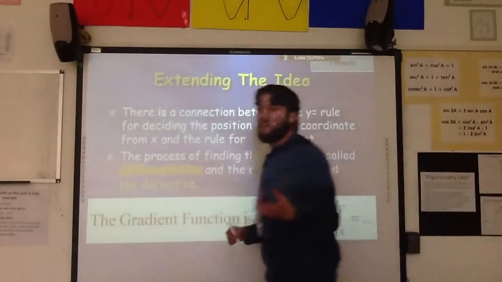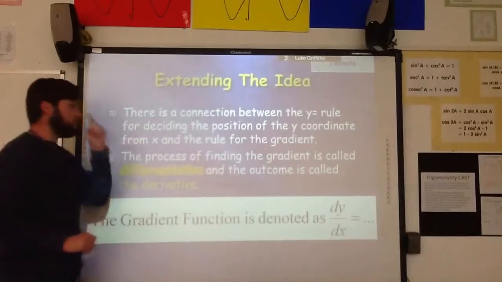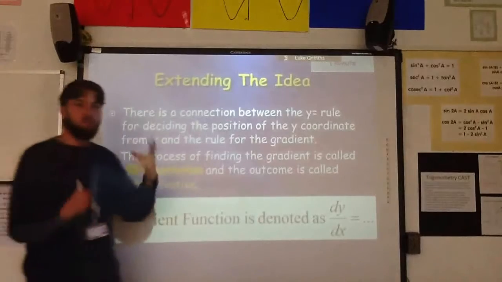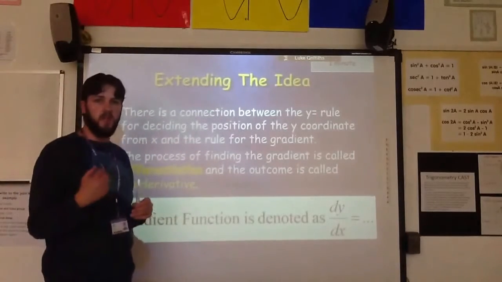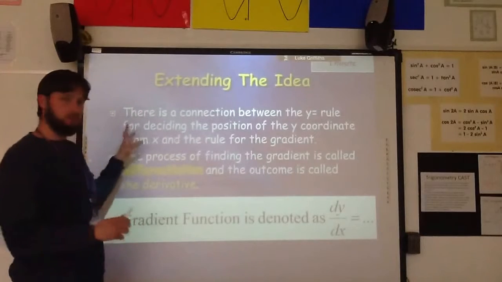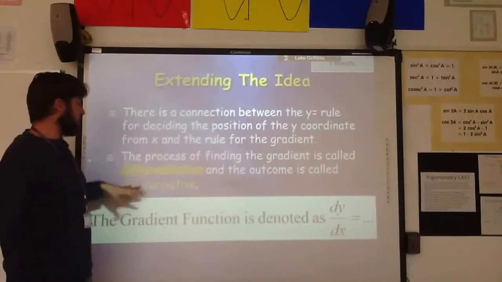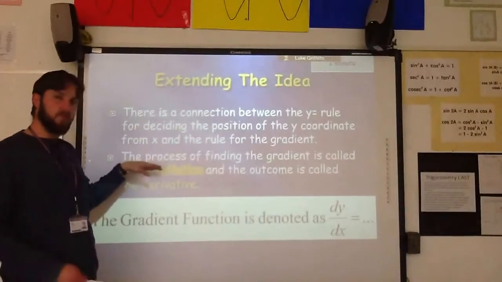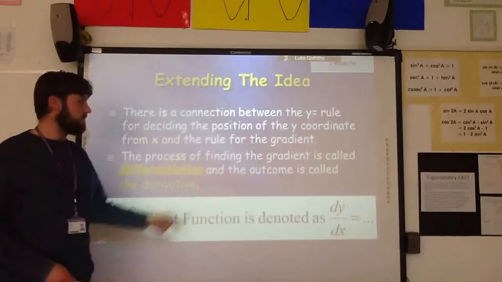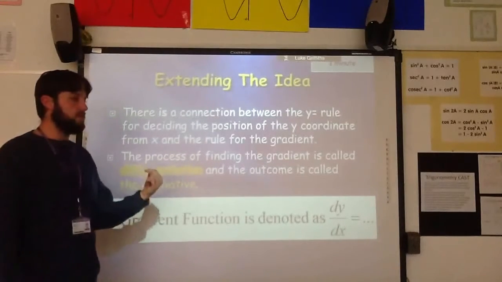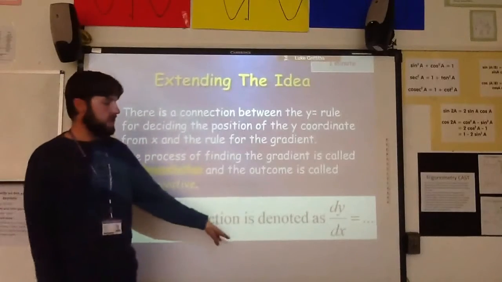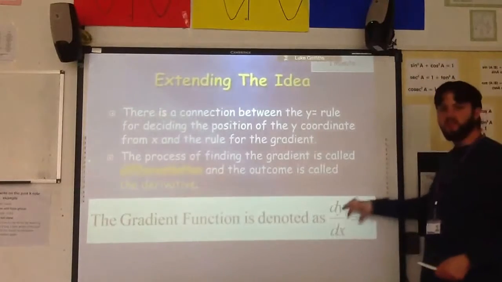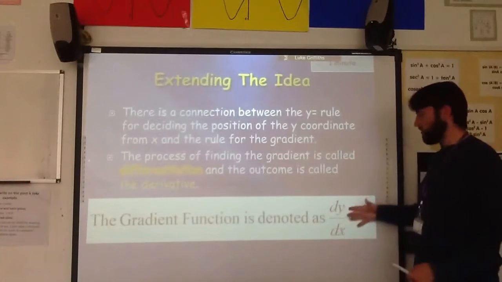So let's extend this idea. There is, and I'm telling you this, there is a connection between the rule which starts y equals, so in that case it was y equals x squared, that tells us where to plot the y coordinates based on the x coordinates, and the gradient function. So the process of changing a y equals rule into a gradient function is called differentiation, and the outcome is called the derivative. The gradient function is denoted with this notation here, dy dx equals. So this dy dx is like one big piece of notation that means the gradient function is.